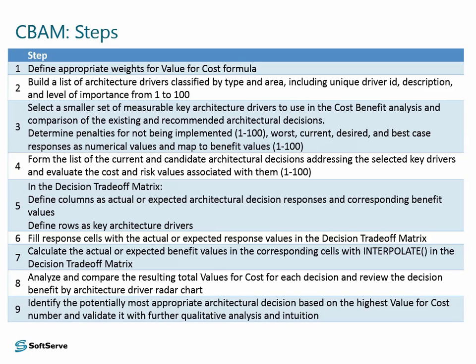So here are the steps of our CBAM approach. I would not go into detail through them, but you are welcome to look through them when the presentation is available on the site. Here's something called the decision trade-off matrix. This matrix basically maps recommended decisions to the high importance drivers and helps us calculate the resultant benefits of those decisions, so how they actually affect those critical drivers.